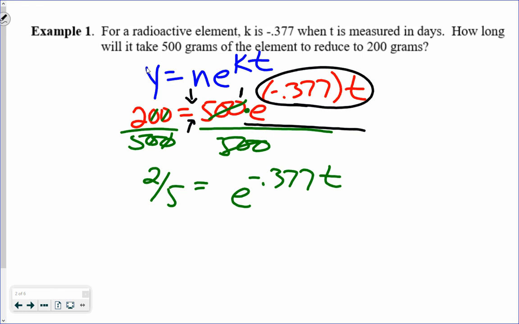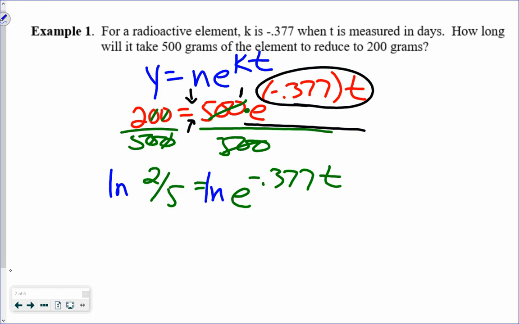Why would natural log be more helpful? Yeah, natural log really means log base e. I have an e in the problem. Very, very helpful to use natural log. So let's do that on both sides. Take the natural log over here, natural log over there.